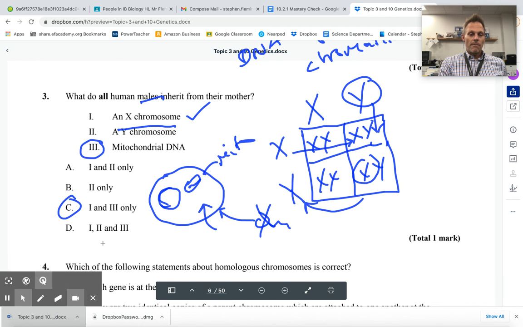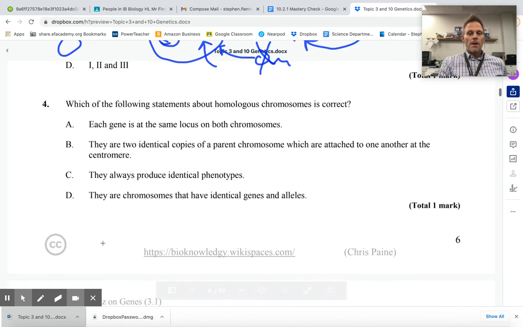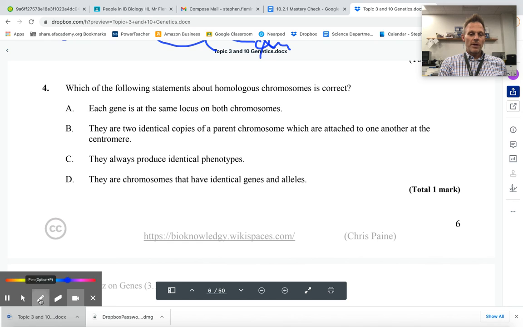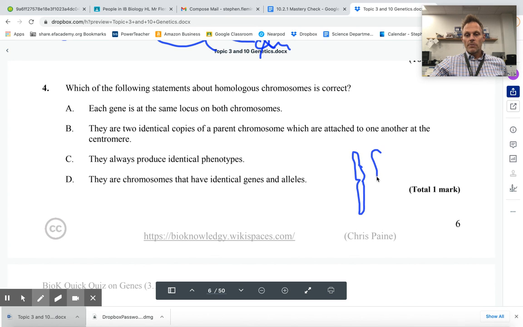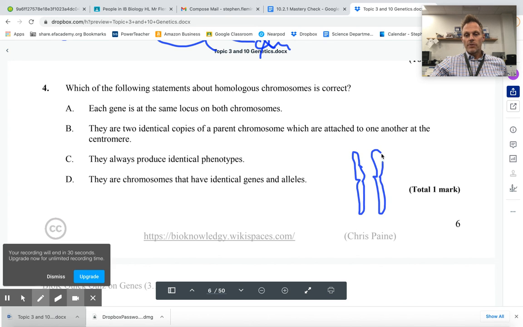Let's check question number 4. Homologous chromosomes. You should all be experts by now. So a homologous chromosome pair is a chromosome from your dad and a chromosome from your mom. So these two chromosomes are your gift from your parents.